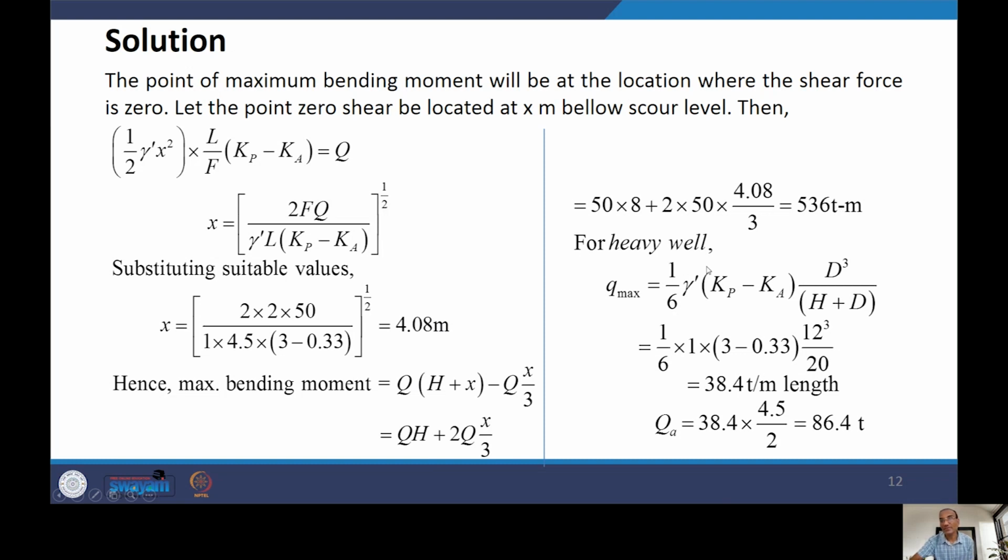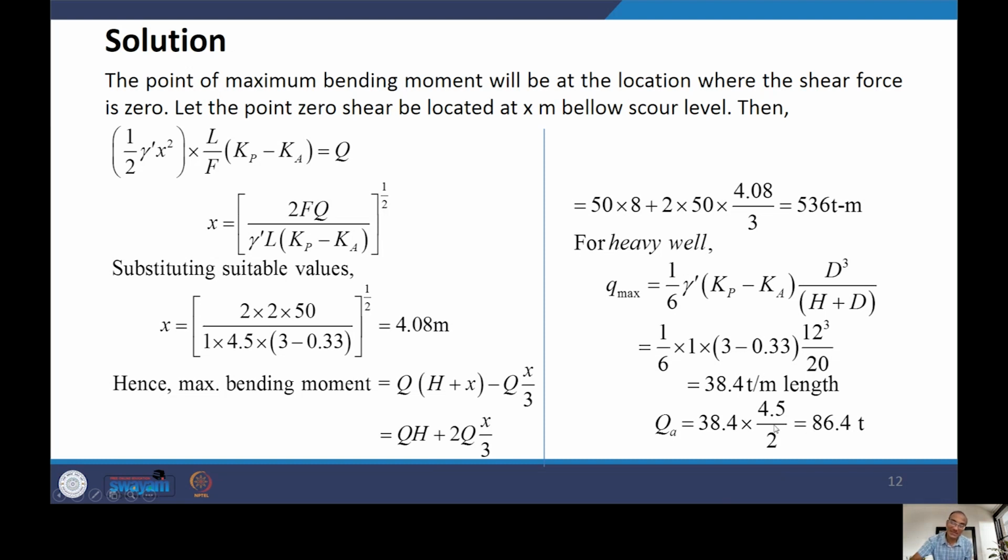Now consider the heavy well, instead of the light well. In that case, Qmax can be calculated directly from this relation, (Kp minus Ka) d gamma h plus p, and in this case, D1 is not required. Once you put in the numbers for Qmax, you get the value 38.4 ton per meter, and the allowable load will be 38.4 into 4.5 divided by 2. Once you have this, you obtain 86.4 ton, the value for the heavy well.